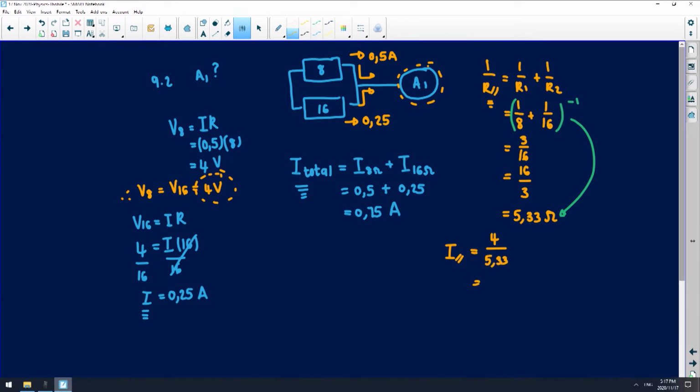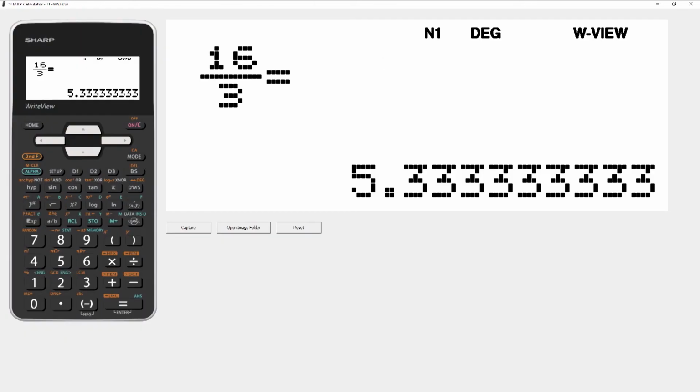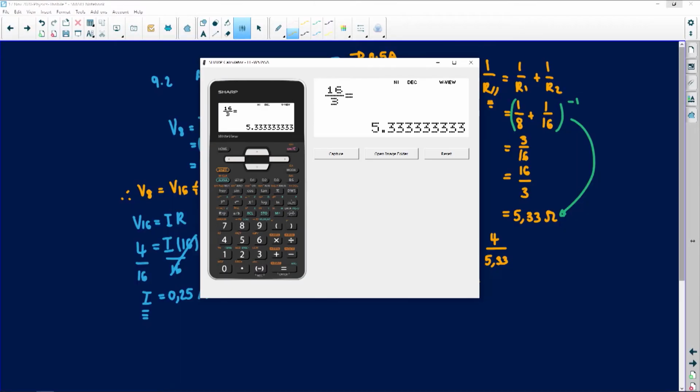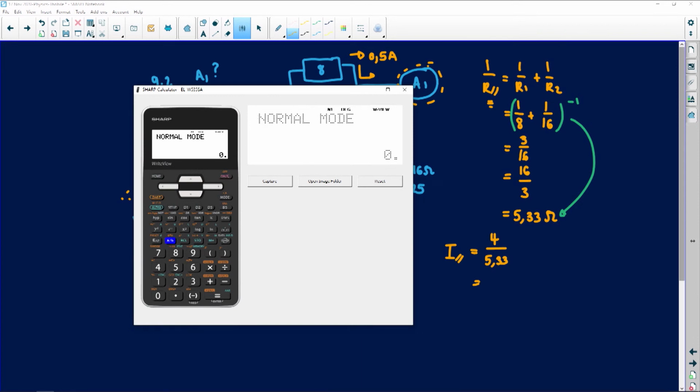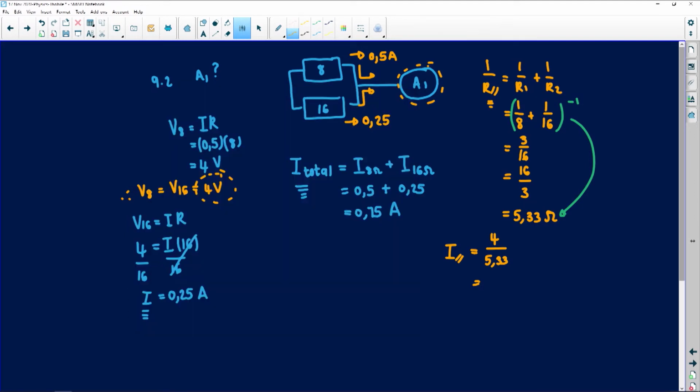So let's see if we do get the same answer. Okay, let's just minimize that. So here I'm going to have 4 at the top over 5.33. I should get 0.75. Voila! There we are. So the current will give us 0.75. Remember, the SI unit for current is then a capital A. Now we found the total current within the circuit.